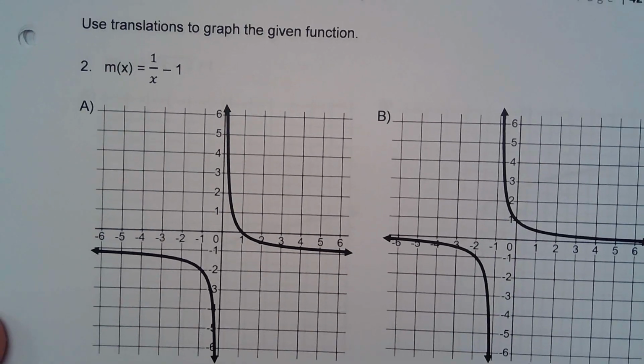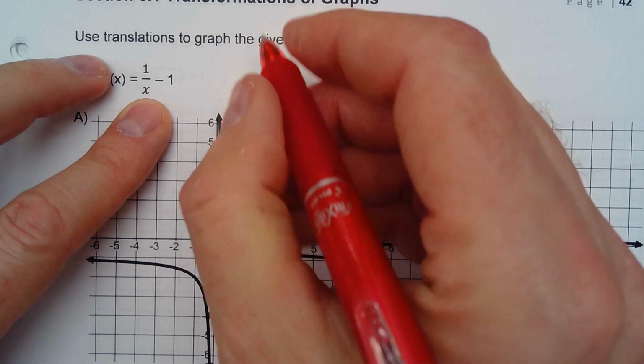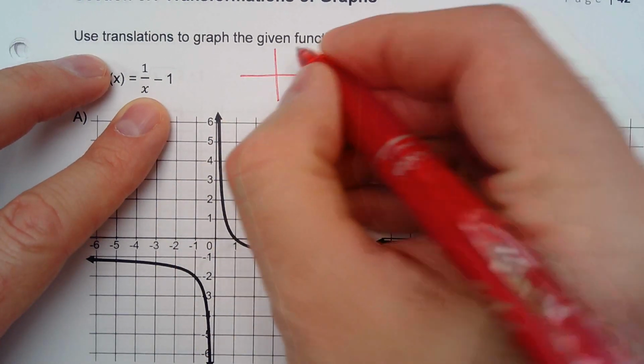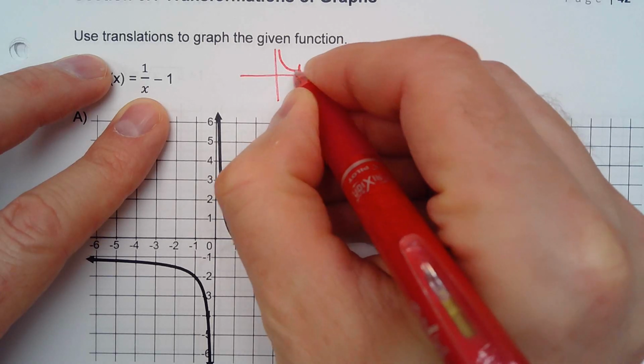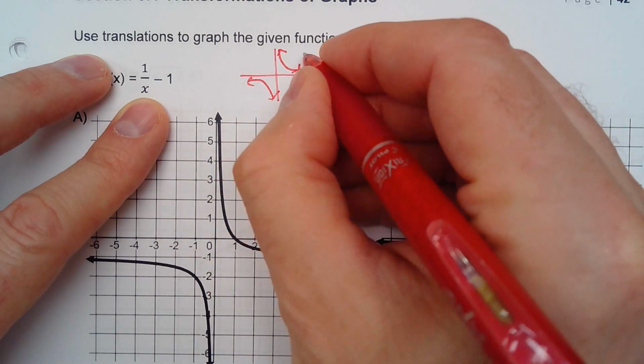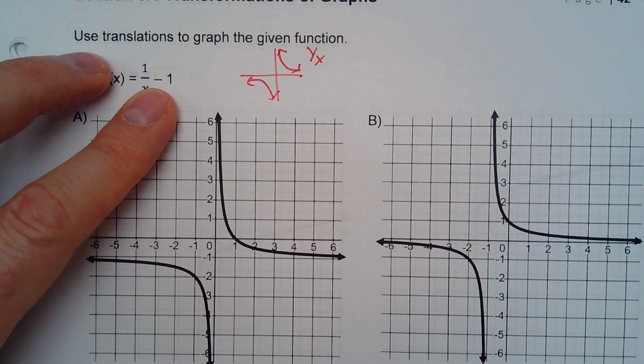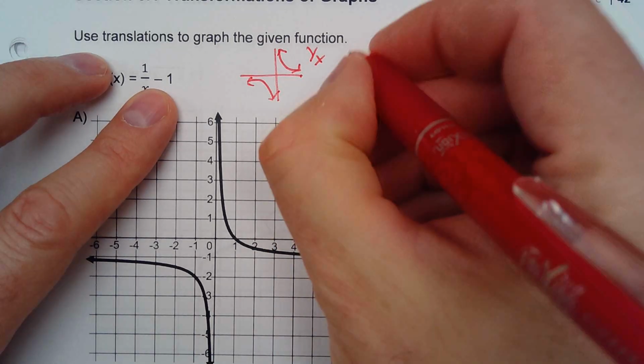All right, so this is the 1 over x. This is a minus 1. So remember the 1 over x function. Its parent function looks like this. It hugs the x and y axis. And this has now been shifted down 1. So we have to find the graph that's been shifted down 1.